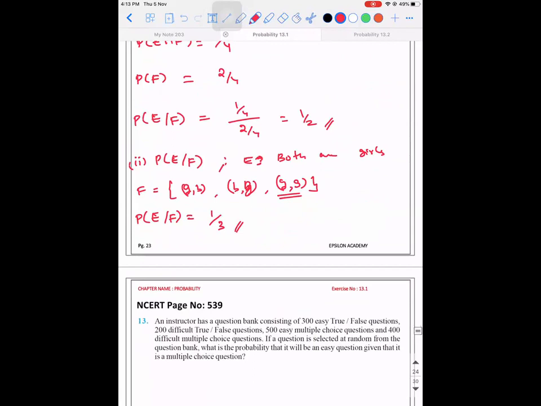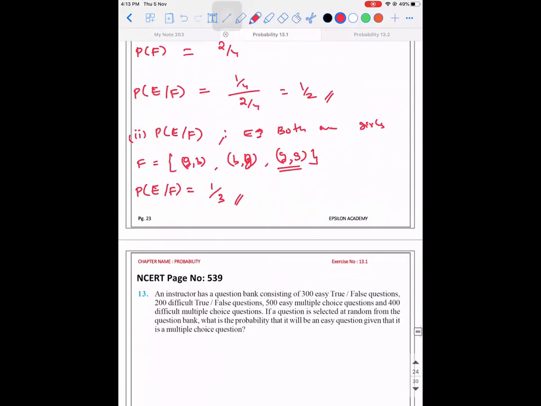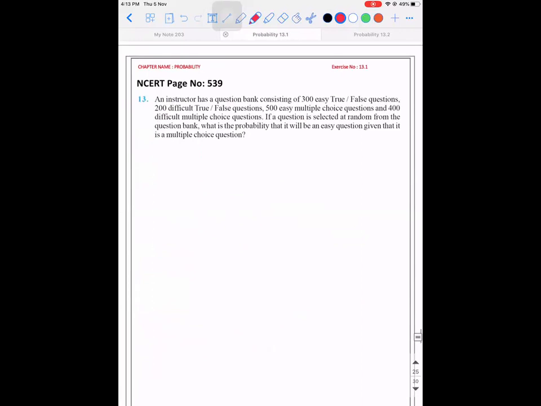Okay. So 13th one. A question bank contains 300 easy true or false questions, 200 difficult true or false questions, 500 easy multiple choice questions, 400 difficult multiple choice questions. If a question is selected at random from the question bank, what is the probability that it will be an easy question given that it is a multiple choice question?